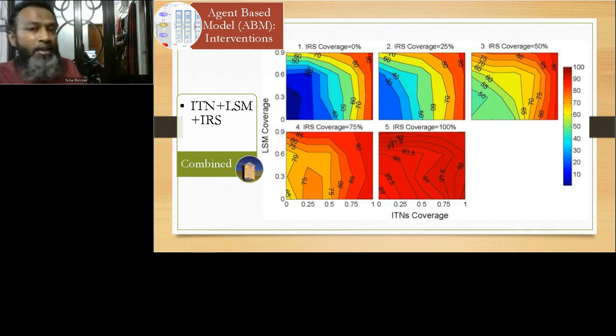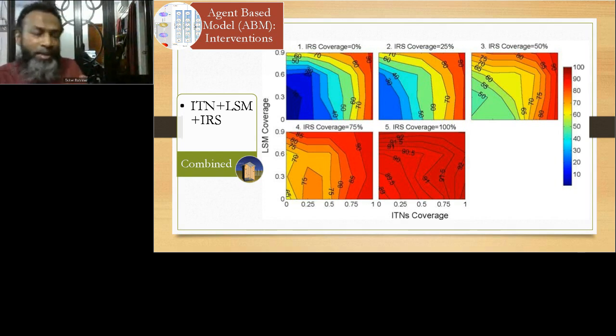And here, it is easier to show this in a control map. The concept is that we just show the percentage reduction. Each sub-figure shows a particular IRS coverage, and from the X and Y axes, we show the ITN and LSM coverages and so on. So as you can see, with three combinations, we have a huge reduction in the overall female abundance.